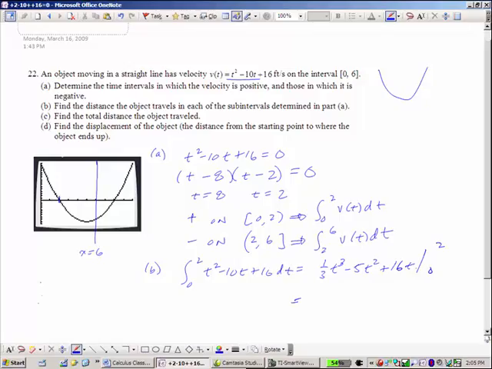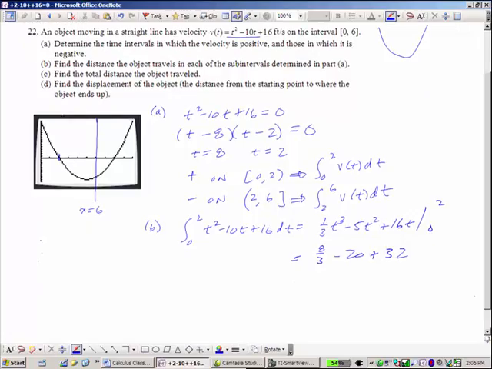Plugging 0 in is going to get me 0 out. Plugging 2 in, what's that? 8/3 minus 20 plus 32. Negative 20 and 32 is 12, and then I'm going to add 8/3 to that. So what's that? 14 and 2/3 you said? All right, so that's 14 and 2/3. Okay.